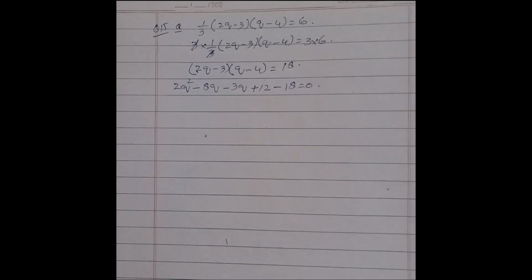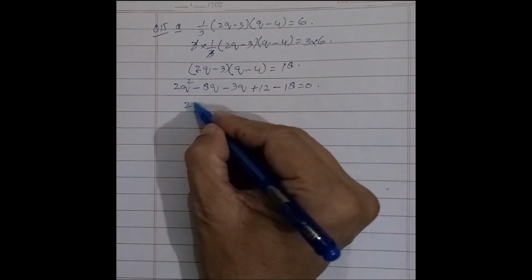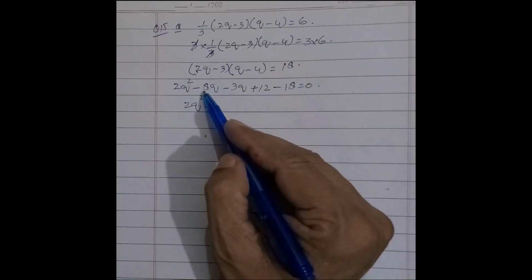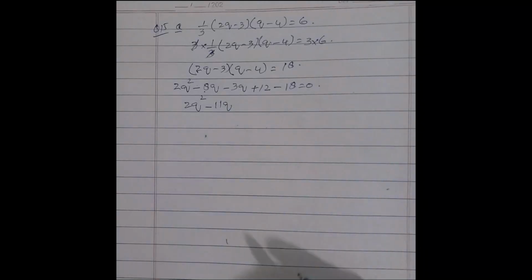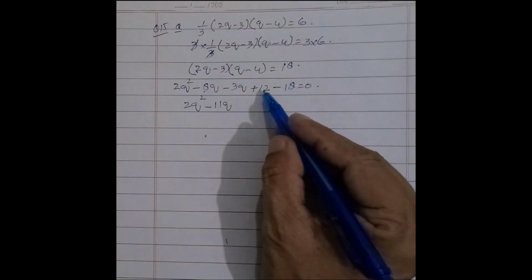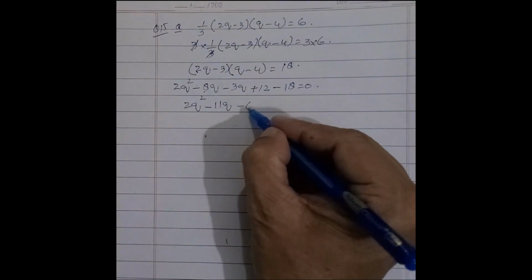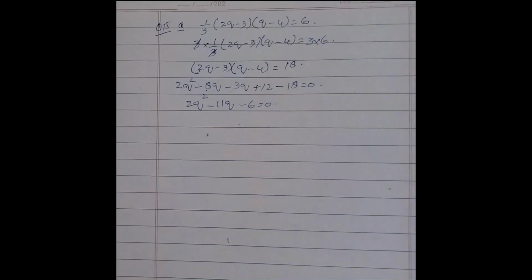Now we simplify these values. We get 2q square minus 8q and minus 3q. We get minus 11q, and the remaining value is plus 12 minus 18 is minus 6 is equal to 0. Now we factorize this equation.